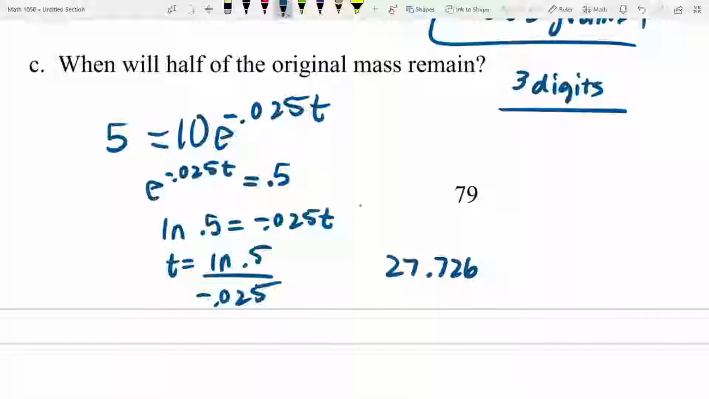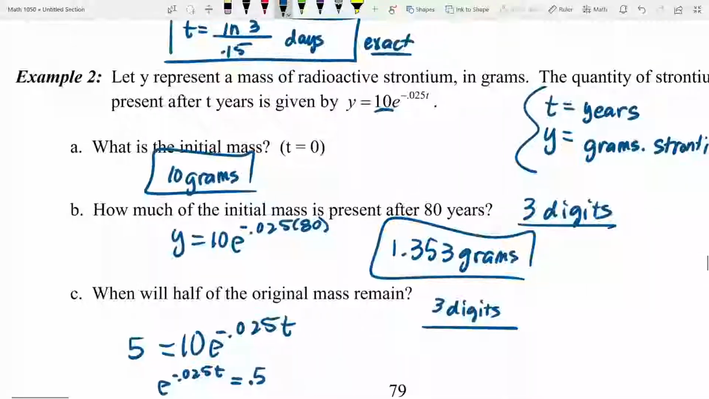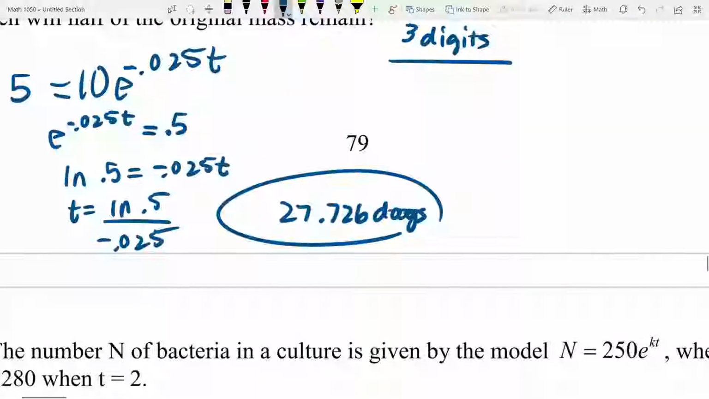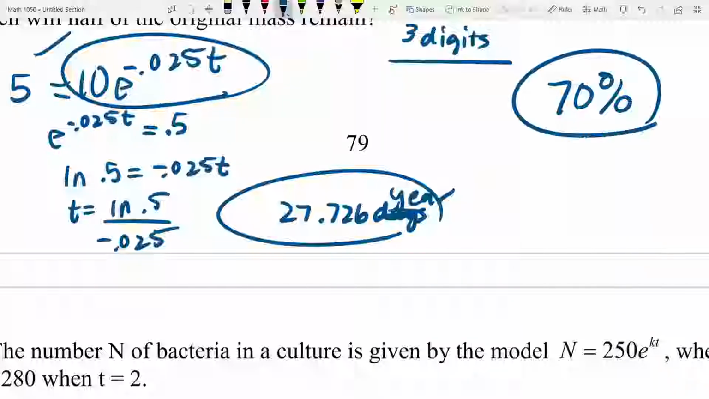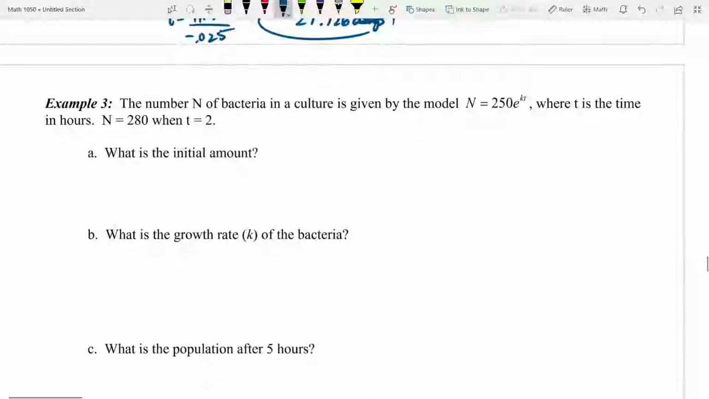It's 27.726. They want to know when, and this would be, is it days? Years. Okay, so that would be years. Store it in, plug it here, make sure you get a 5. You can check it. I think about 70% of test 3 is checkable. Get your answer, plug it back in. All right, question 3.